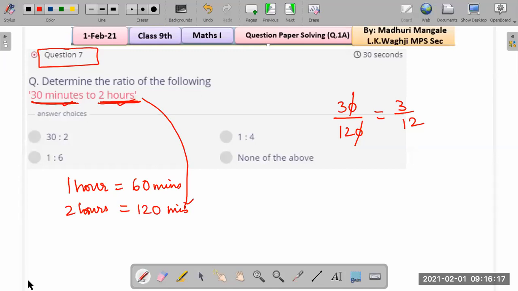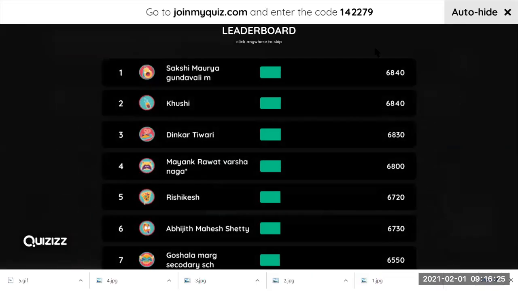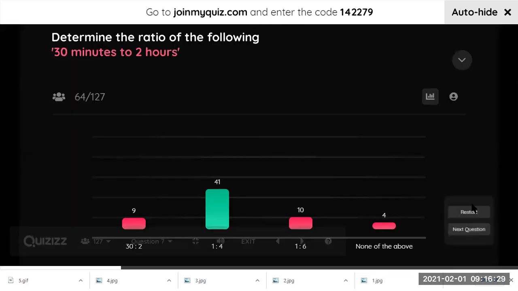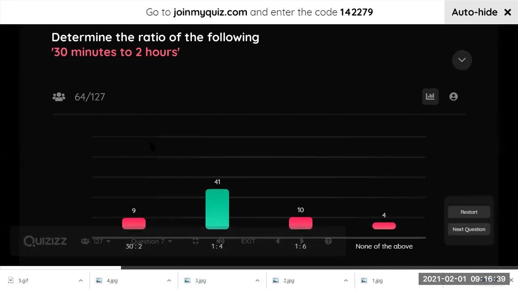Yes, 5 more seconds. And time's up. Let's see how many of you have got it right. Very good. 41 of you have got it right. 64 people attempted this. Just check how to get the answer to this one. I guess few of you may have got confused on this, 9 and 10 of you.